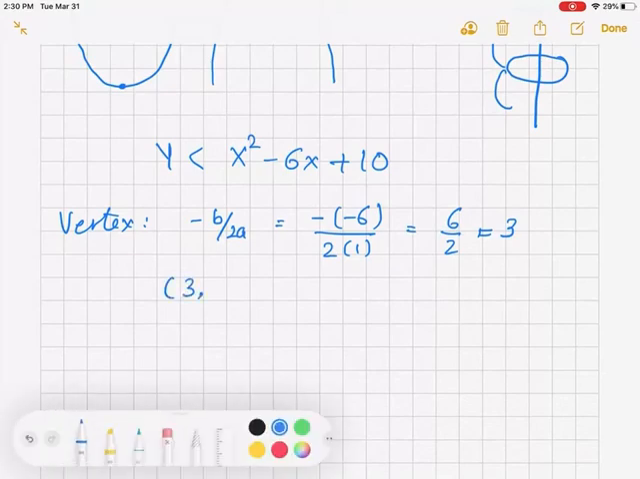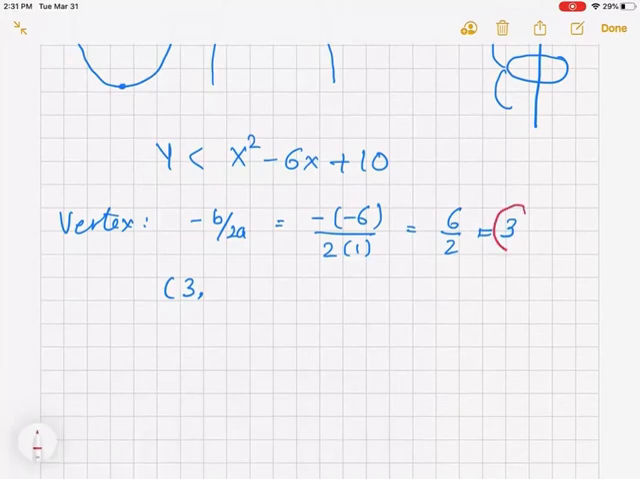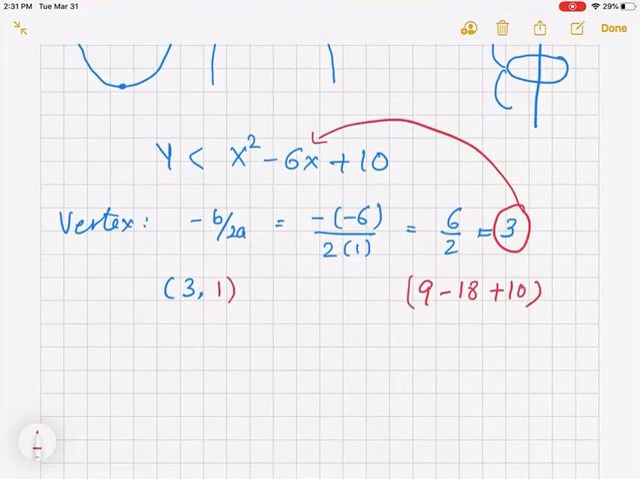So how do we find y? For y, you need to plug this number back into the original. So let's plug it in. 3 squared would be 9. 6 times 3 is 18. And plus 10, I have 1. So this is my vertex.